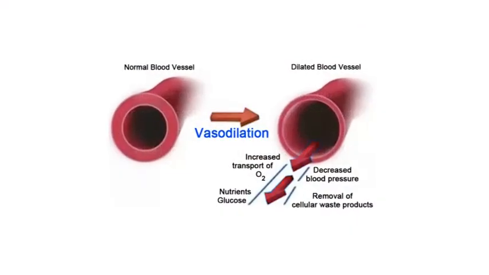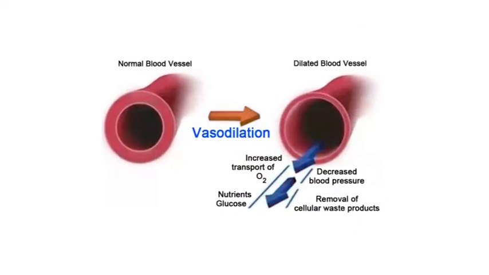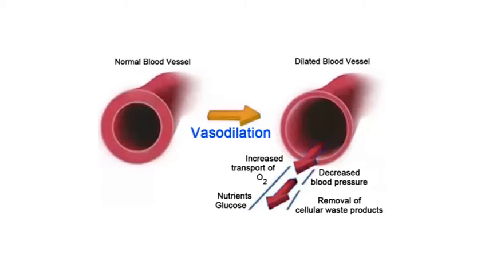Within minutes of tissue injury, there is an increase in vascular diameter called vasodilation. This results in an increase in the volume of blood in the area and a reduction in the flow of blood. The increased blood volume heats the tissue and causes it to redden.